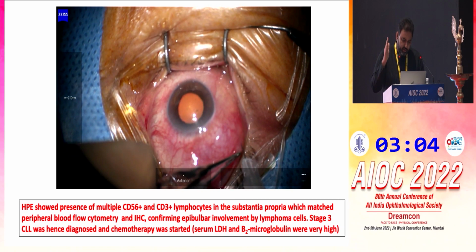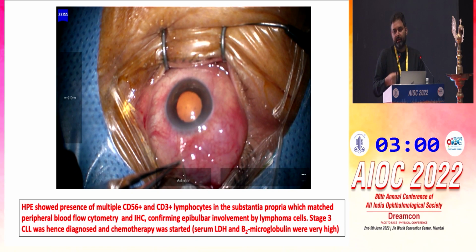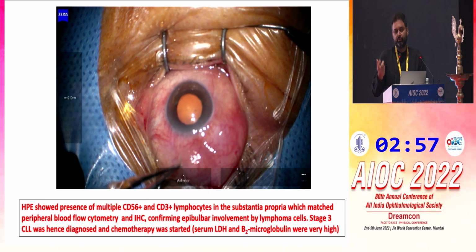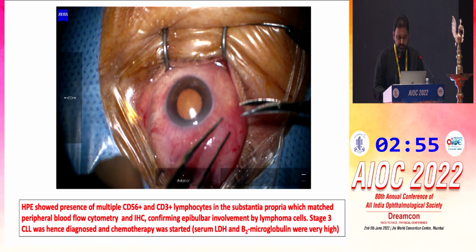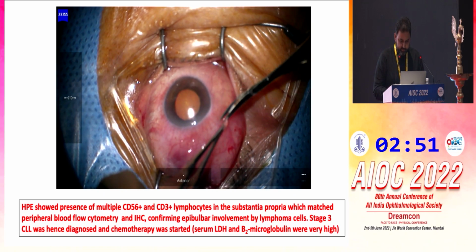So she was bumped up to stage 3, started on chemotherapy, and once the blood parameters were done, they were also very high. So again, one of the conditions where an extraocular biopsy has helped make a diagnosis and hopefully made a difference in the patient's life.